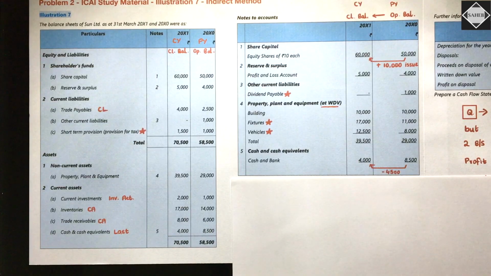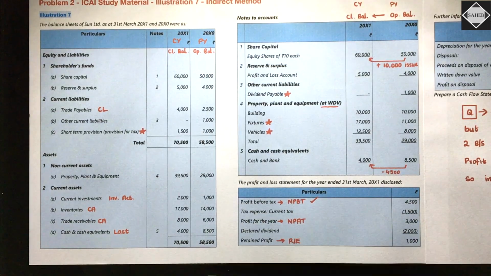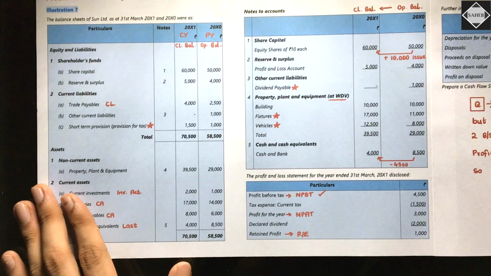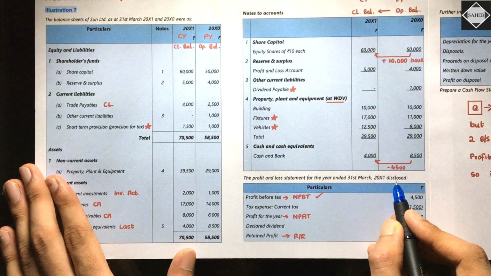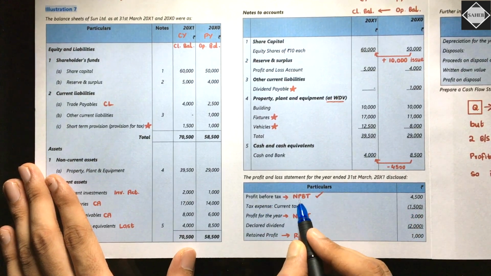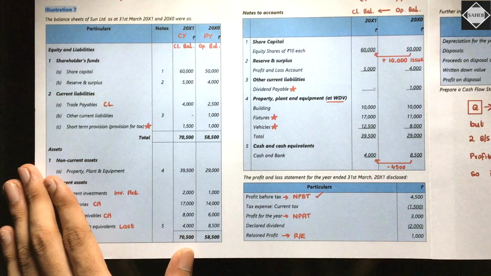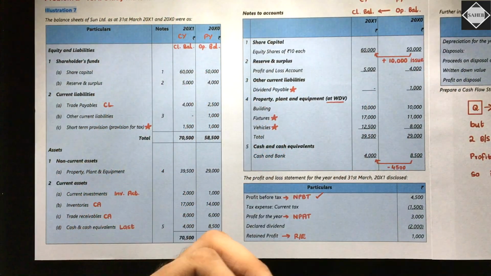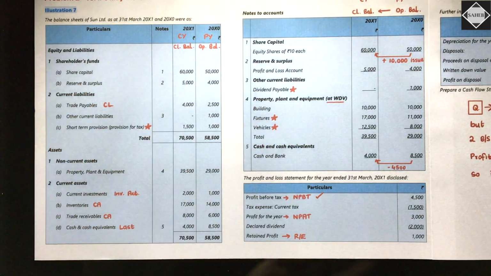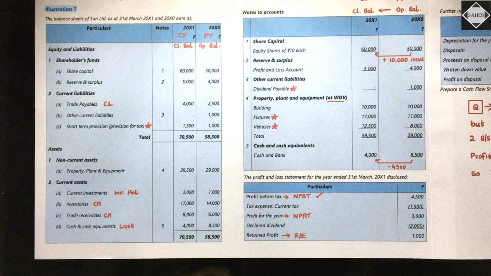Fine. And then see, we have some adjustment over here. No, these are not adjustments. See, profit and loss information has been given over here. See what they are saying. The profit and loss statement for the year ended 31st March 2021 disclosed profit before tax. Yes, profit before tax is given to you. So that means you don't have to do anything. You don't have to take the retained profit, reverse appropriation, reverse provision for tax, reverse extraordinary items and all. That thing you don't have to do, because directly they have given you NPBT, net profit before tax.